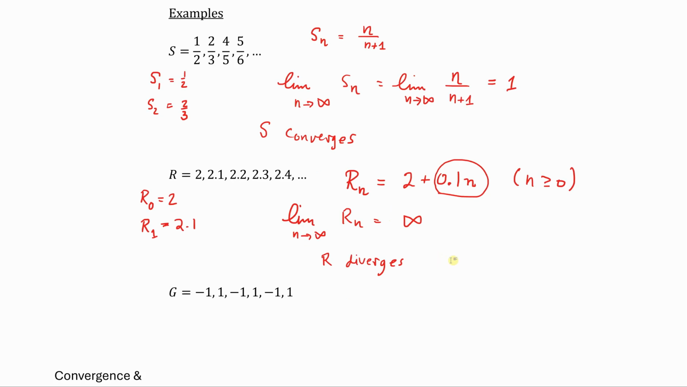All right, now let's take a look at one last one. It's a little bit different, maybe a little bit challenging. G is equal to -1, +1, -1, +1. We can actually figure out the formula. G sub n would be equal to -1 to the n. We're basically just raising -1 to a power, and n does start out at 1, so the first one is -1 to the first, -1 to the second, -1 to the third.